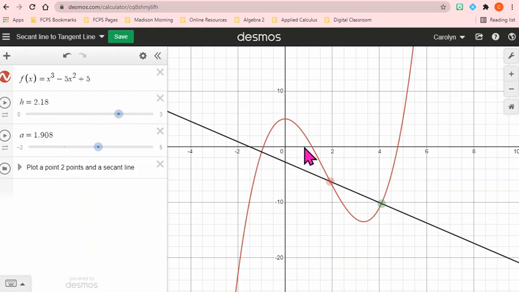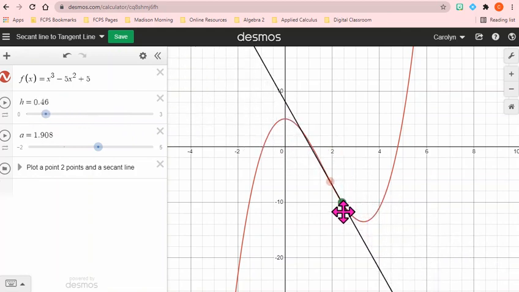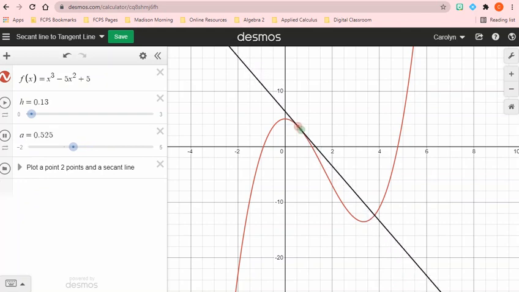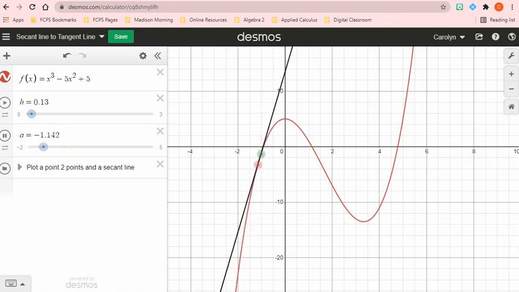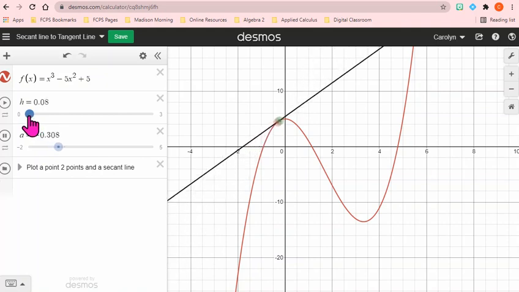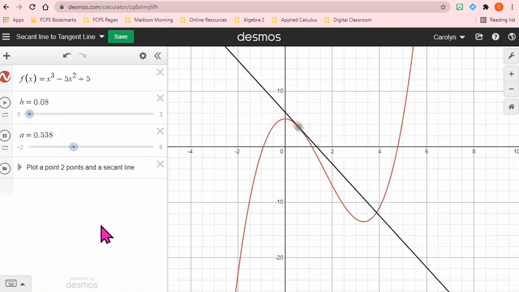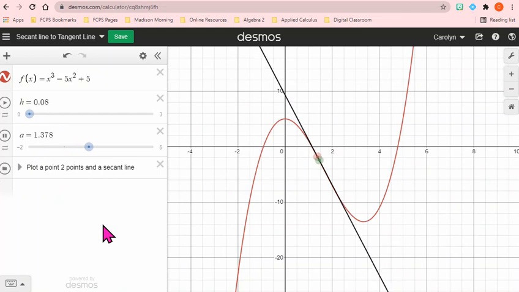Now, what I want to do is figure out, notice that it kind of looks like a tangent line if I put my 2 points really close together. So let's move it around. Notice that when I have 2 points really close together, it sort of looks like the tangent line as it moves across the graph here. I can even get the points really close together, and it really looks like the tangent line.